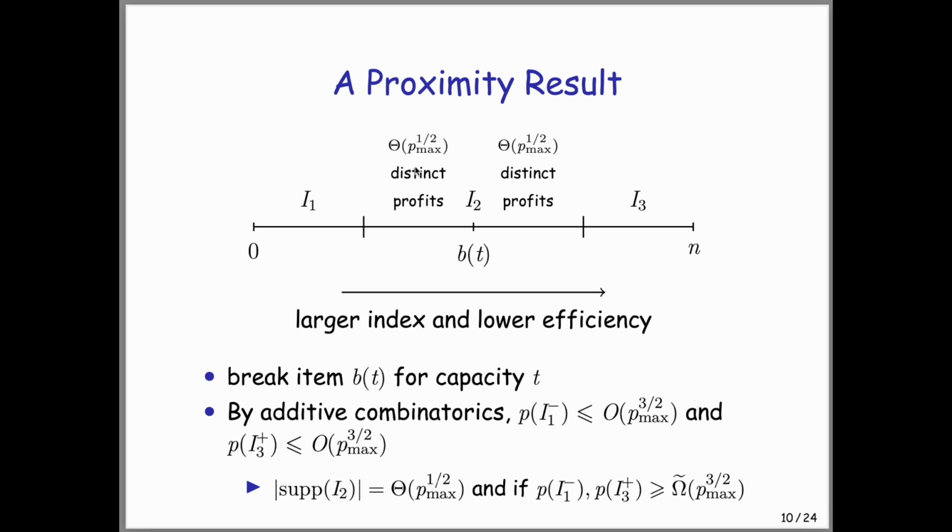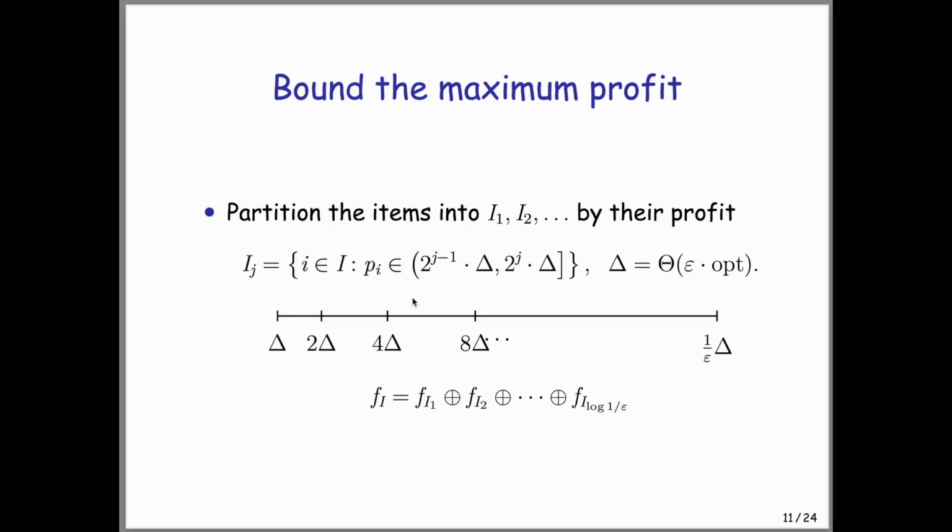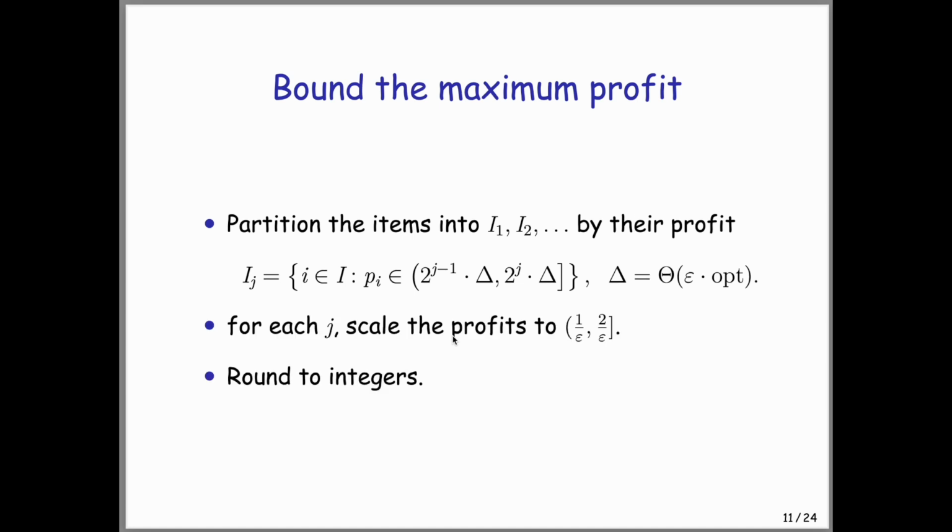The key point to use these proximity results is to bound the maximal profit in the set. To do this, we partition items by their profits such that in each set, the maximal profit is at most twice the minimal profit. Then we scale the profits to 1 over epsilon and round to integers.